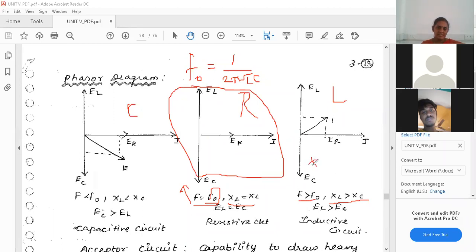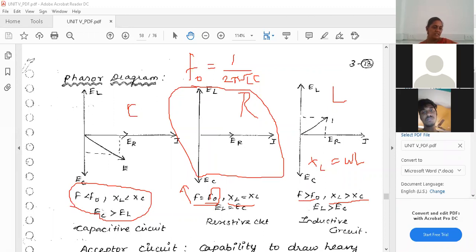That is because XL is equal to omega L. So when inductance or frequency increases, the reactance value also increases. So it behaves like an inductance. Next, when F is less than F naught, what happens? XC is greater than XL.